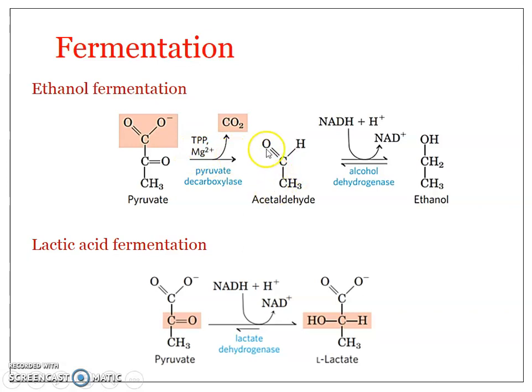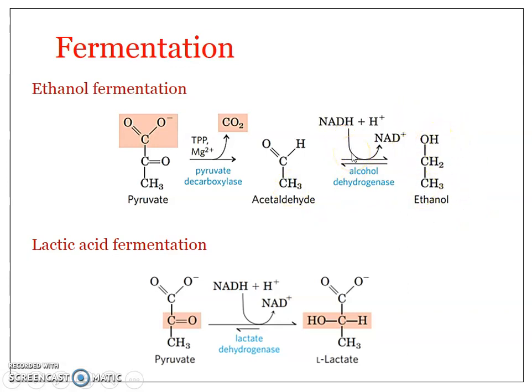Okay, then the acetaldehyde will undergo, you can see here, a reduction reaction. For the reduction reaction to take place, there should be a reducing agent, and in this reaction NADH acts as the reducing agent. So NADH undergoes oxidation to produce NAD plus, and during this process it gives away its hydrogen atom, which is taken up by the acetaldehyde to get converted into ethanol. So acetaldehyde undergoes reduction with the help of NADH molecules, and ethanol is produced.